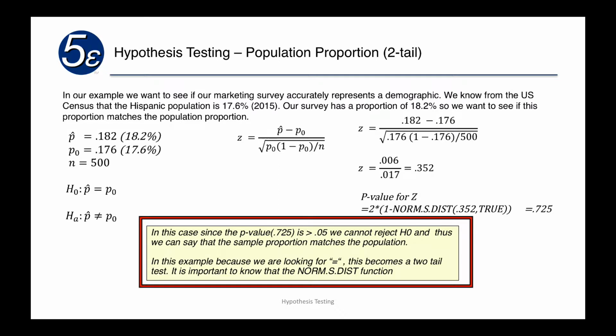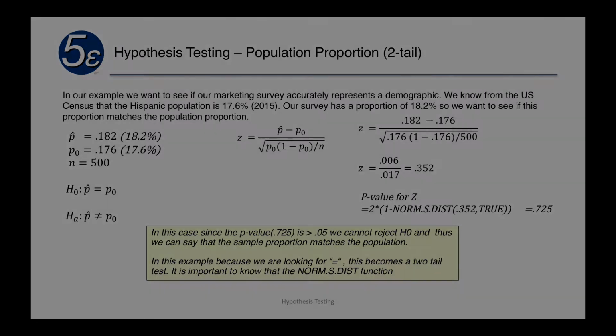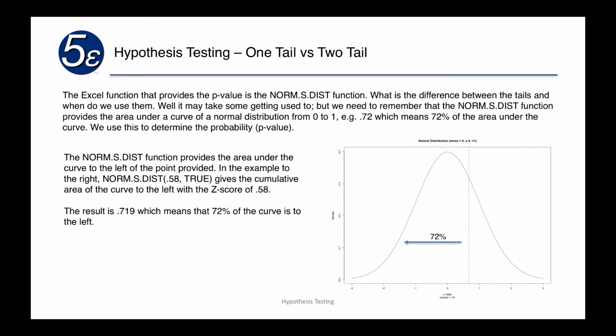Remember that in this test, because it's an equal sign, and we saw this from a previous module, this is a two-tailed test. And it's important to know that so that we can determine how we utilize the NORM.S.DIST function. So remember that Excel only provides a NORM.S.DIST, whereas before, when we were doing a t statistic for a sample mean, we had a two-tailed test. We had the T.DIST.2T that we could use. So first we have to figure out what's the difference between the tails and when do we use them. And it does take a little getting used to, but it's similar to the module that we had before.